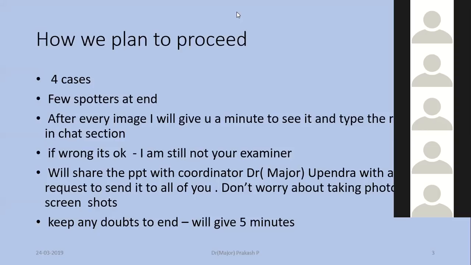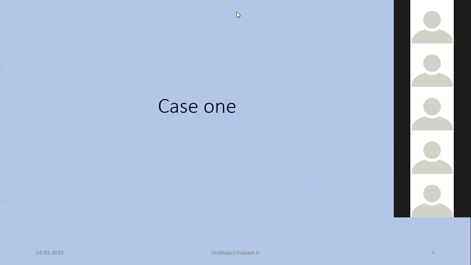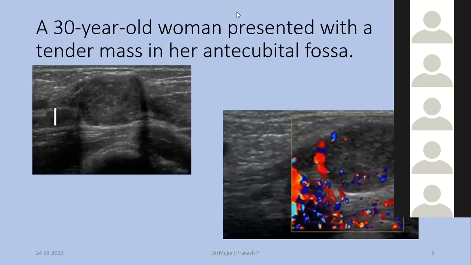Okay. Now we'll go. This is the first case. A 30-year-old woman presented with a tender mass in the antecubital fossa. As I said earlier, 1 minute time for you people to observe and type in your responses. Ensure that you answer to everyone, or at least to Dr. Major Prakash P. You can send him personal messages, or just select everyone. It will be better if it is in a group chat, because everyone can see my response to them the same way. Please select everyone and then type the messages.